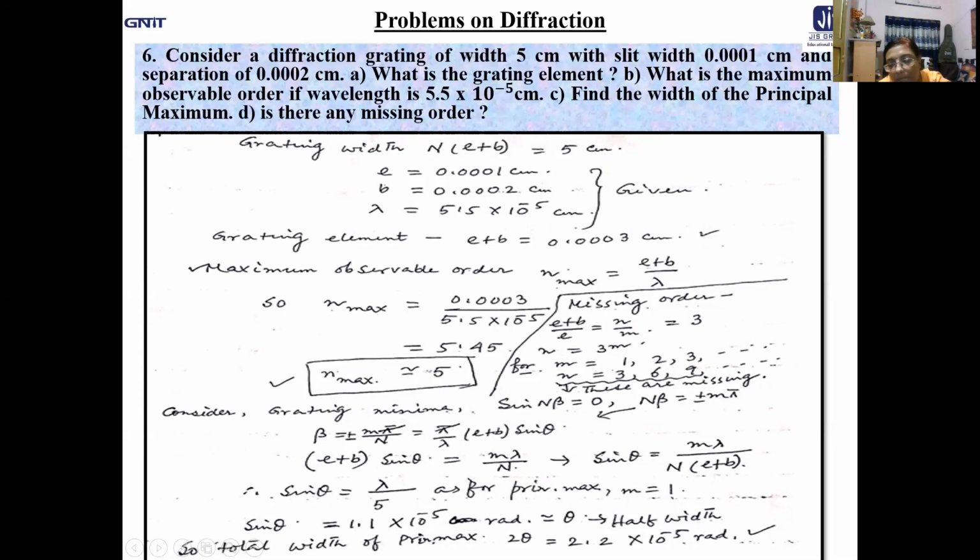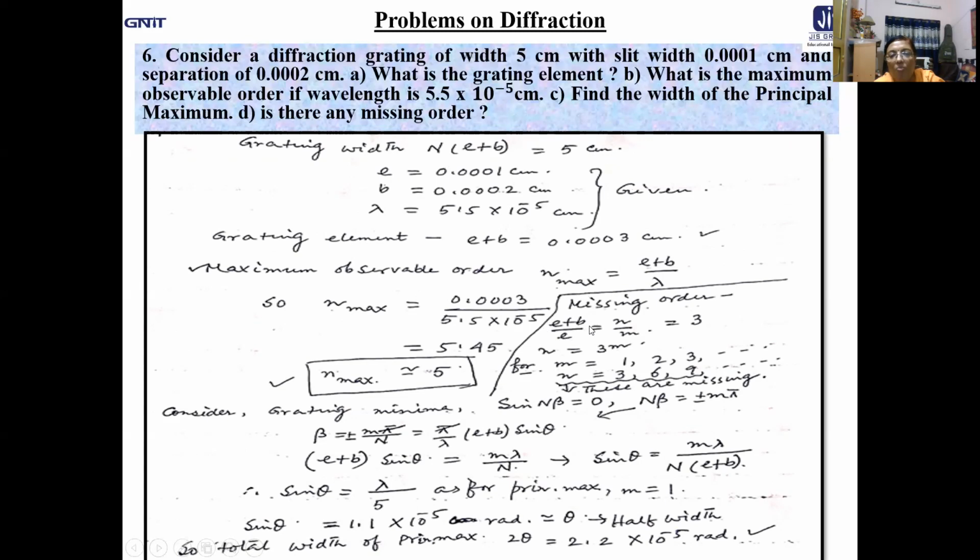We have done a similar problem for single slit. This is for N slits, with the same logical consideration. So 2 theta means 2.2 into 10 to the power minus 5 radian. That is the width of the principal maximum. Clear?